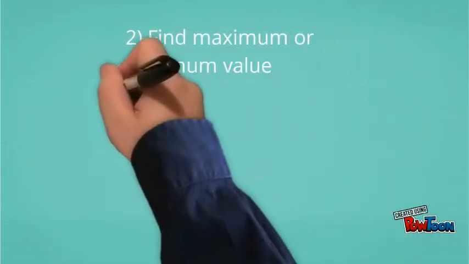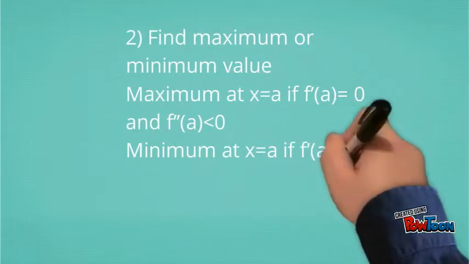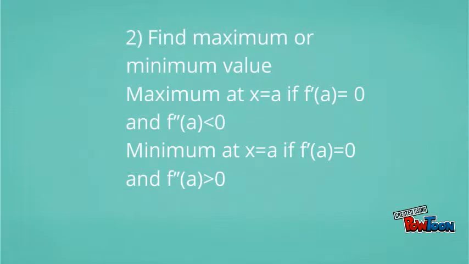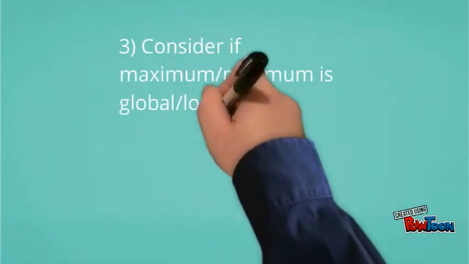The second step: the function has a maximum value at x equals a if the derivative of the function at the point is equal to 0 and the second derivative of the function at the point is negative. The function has a minimum value at x equals a if the derivative of the function at the point is equal to 0 and the second derivative is positive.